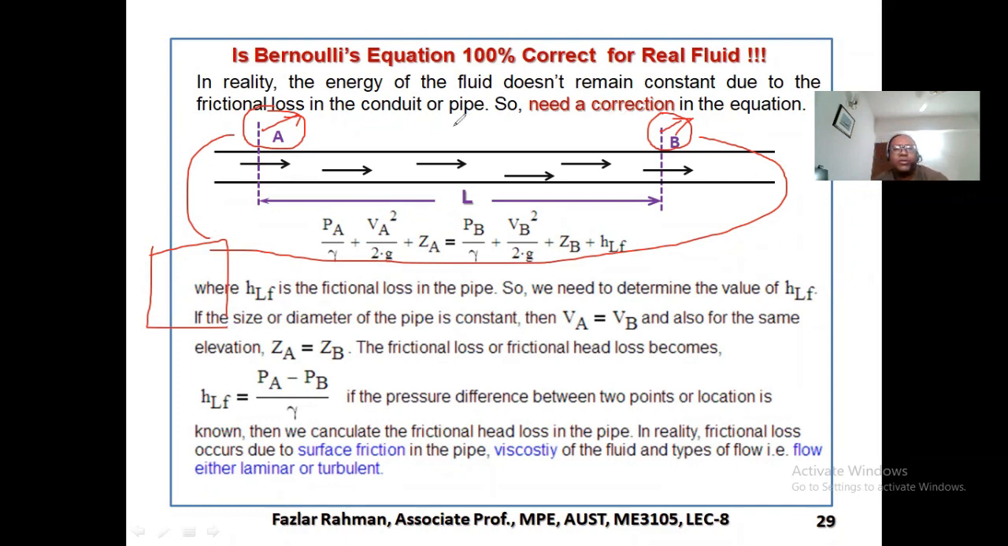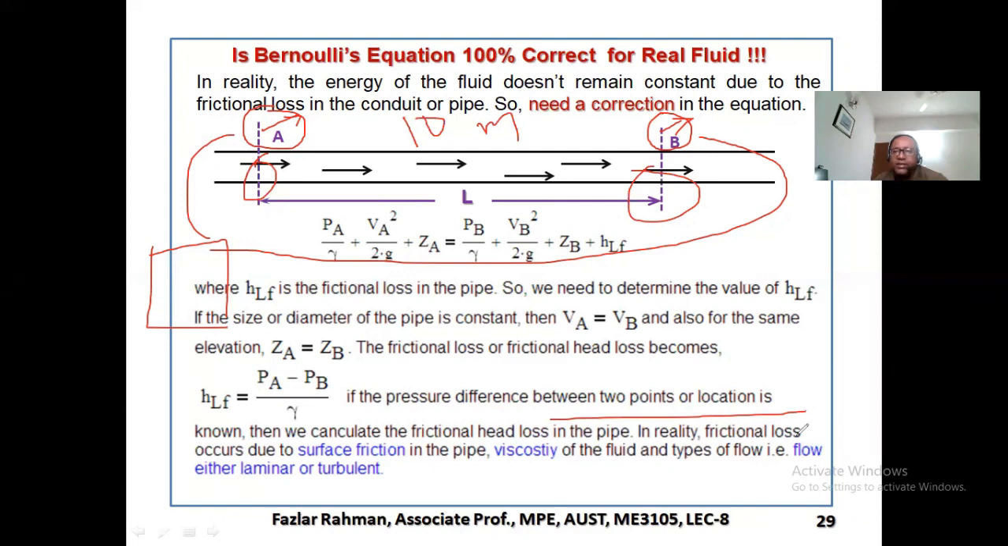So for example, this is 10 miles. You know the pipe diameter right over here from the design. You need to calculate how much will be the loss. Okay. So let's see how we can figure it out. We say this is the pressure difference between 2 points and the location is known. Then we can calculate the frictional loss in the pipe.